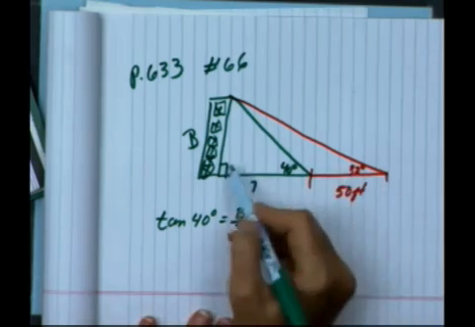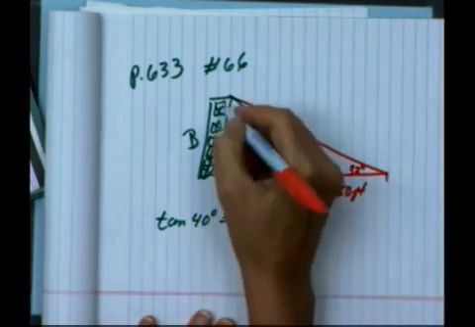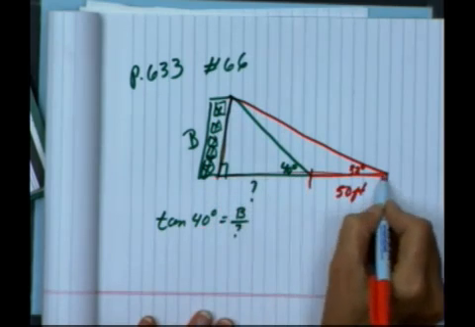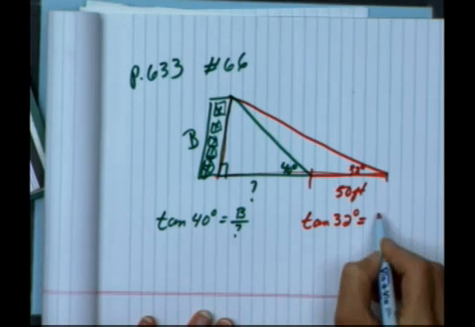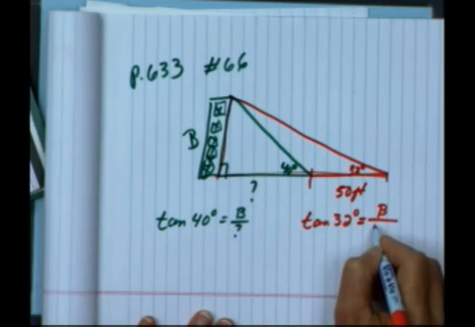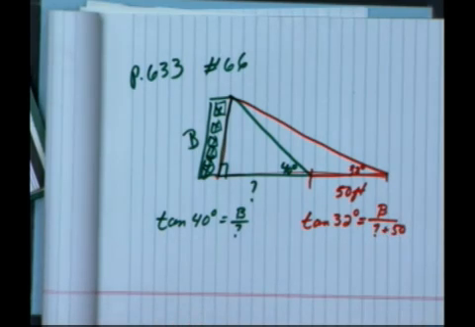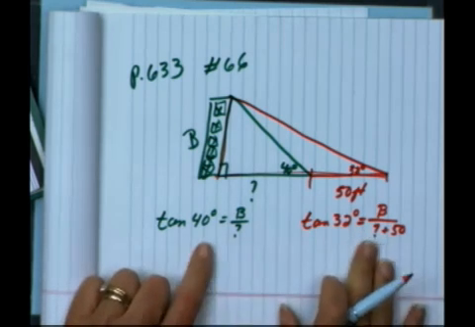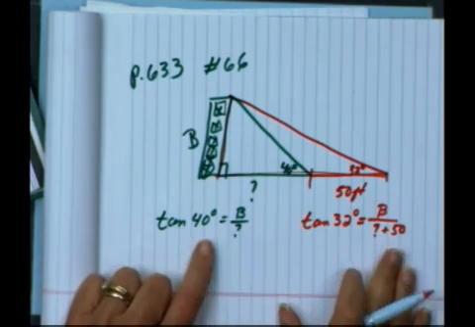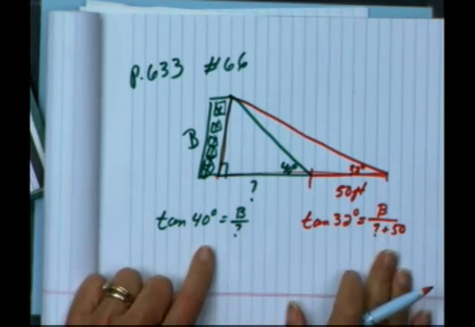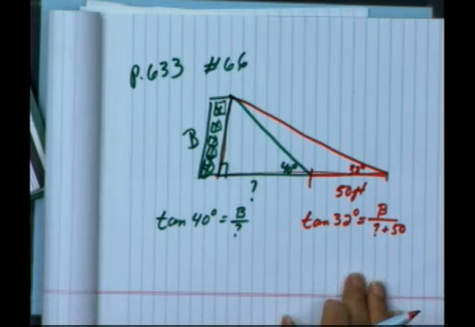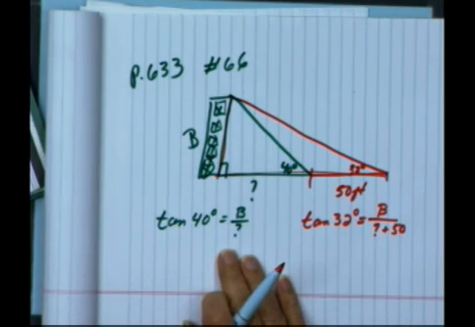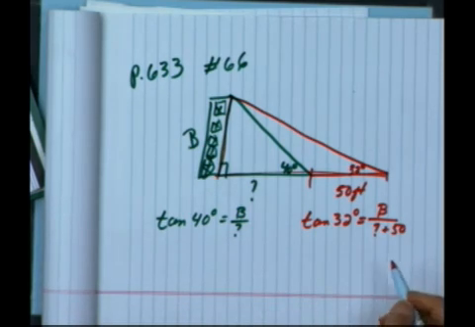All right, what would you say using the big orange triangle now? You would say the tangent of 32 degrees is equal to B over question mark plus 50, right? Okay, now I've got to find a way to use these two equations together. What do you suggest? Solve for question mark in the first one, maybe. Okay, you want to solve for the question mark? Yeah. I would have solved for B. Okay. Let me see. I'm trying.